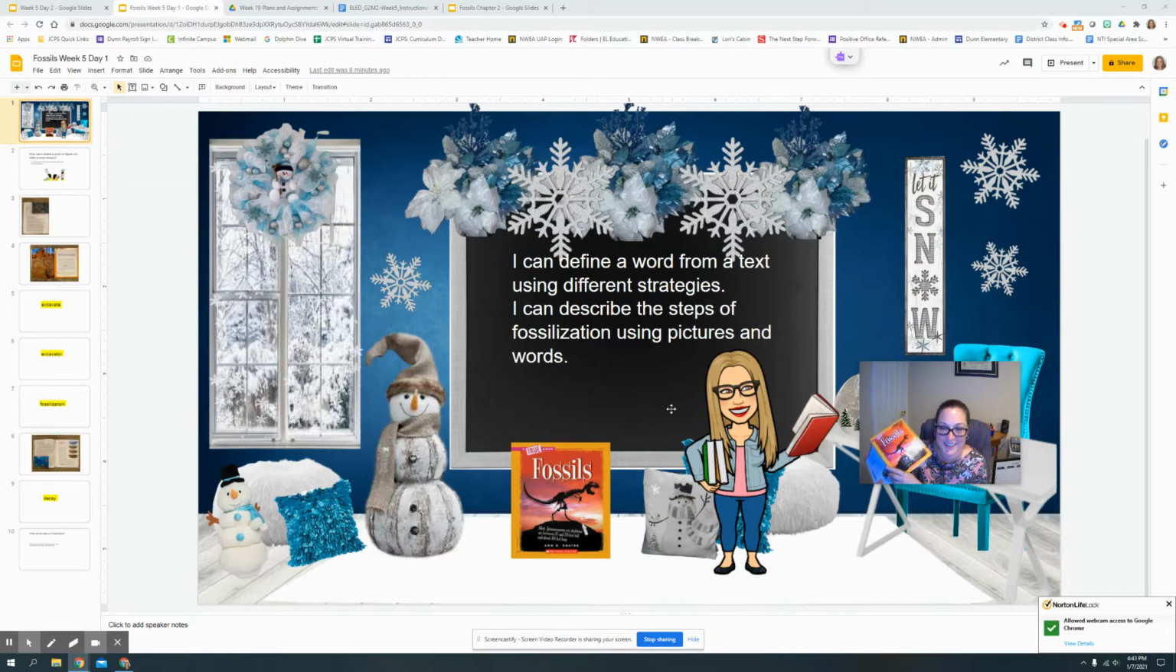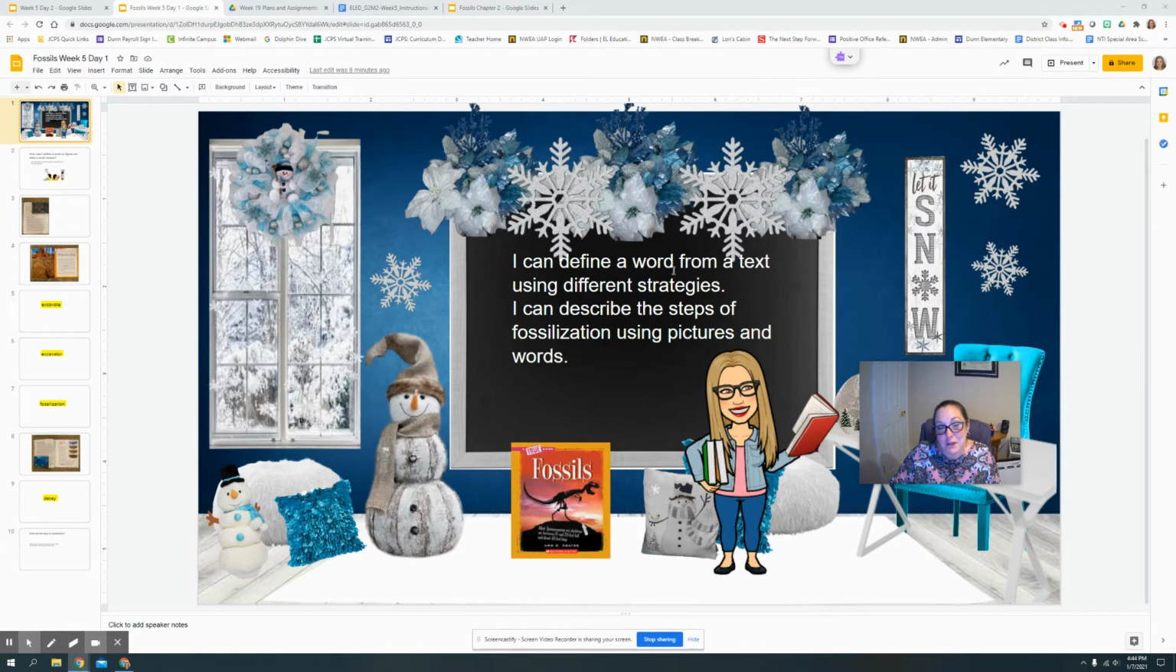Hey, second graders. I'm back in my book, Fossils. I'm learning some really cool new stuff about how fossils become fossils. I've also learned some really cool new words that I can use. Today, you're going to get to do the same thing. You're going to learn how to define a word from a text using different strategies, and you're going to learn how to describe the steps of fossilization using pictures and words. It's going to be fun.